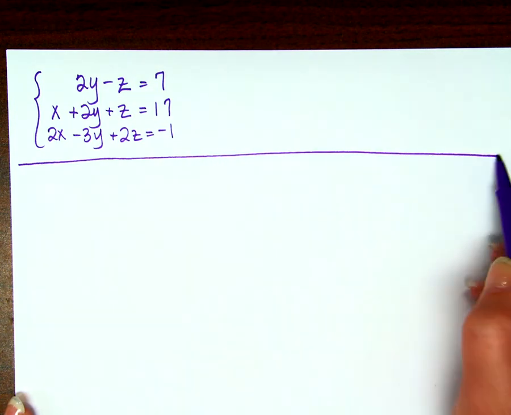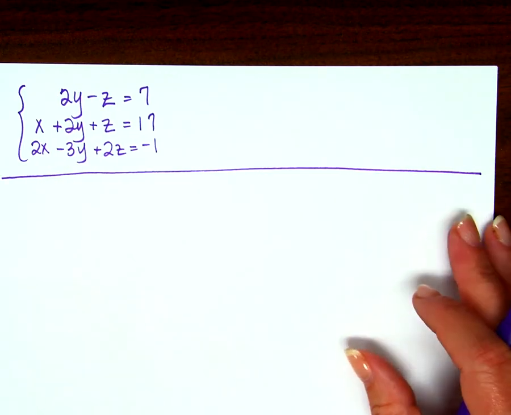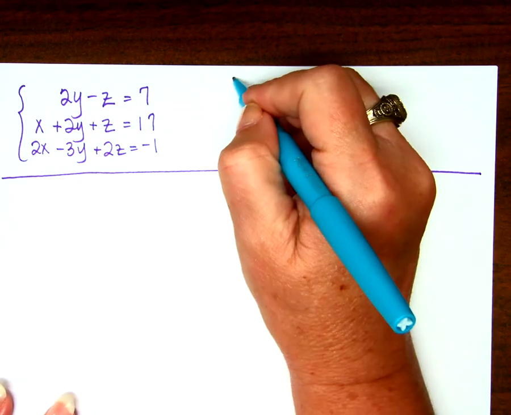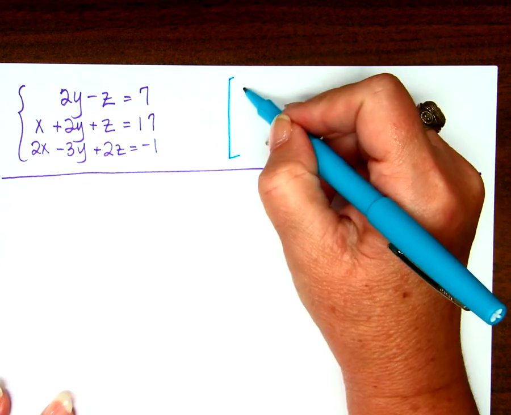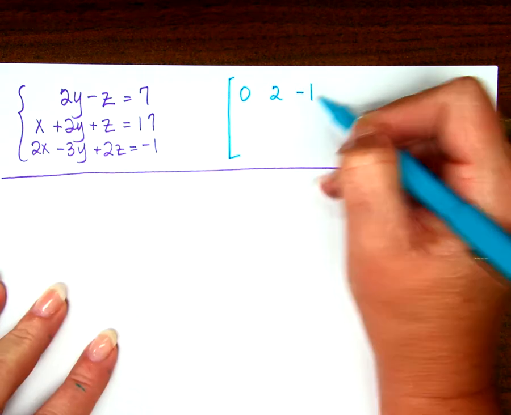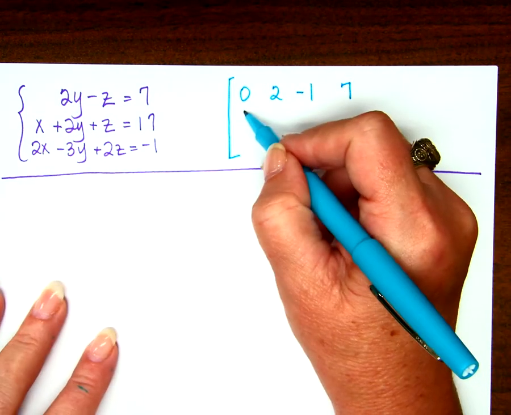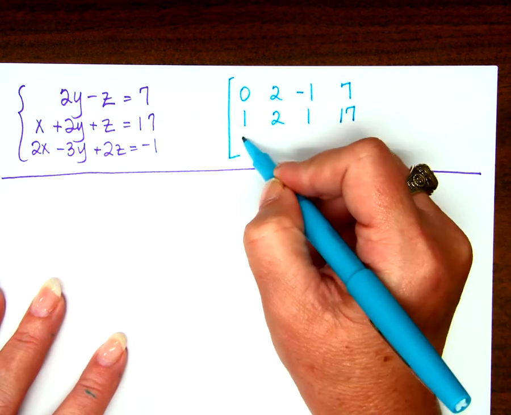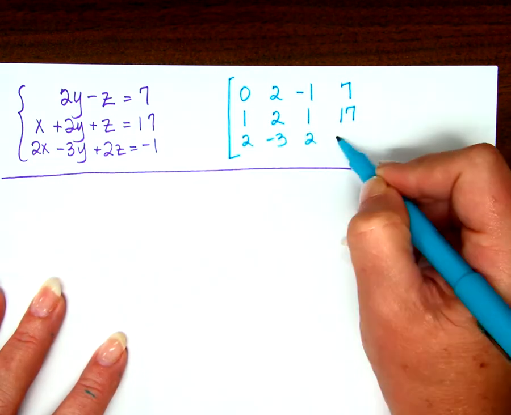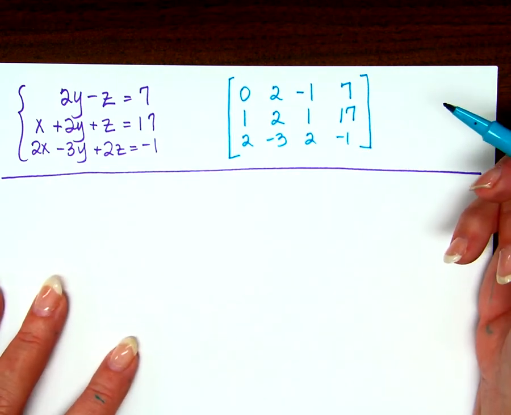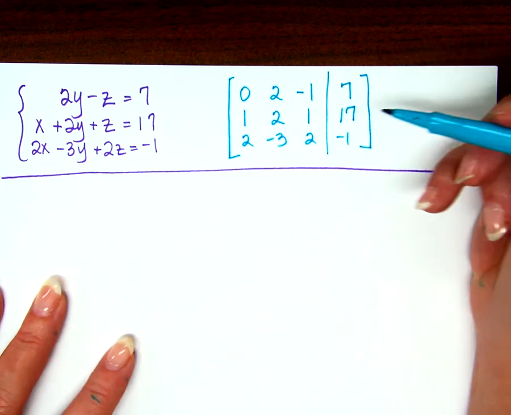I need this much room to show you how to do the problem. Okay? Because the first thing we have to be able to do is write the augmented matrix. You ready? What goes here? 0, 2, negative 1, 7, 1, 2, 1, and 17, 2, negative 3, 2, and negative 1. This is what you know how to do, right? Are you ready for me to make it an augmented matrix? Done.